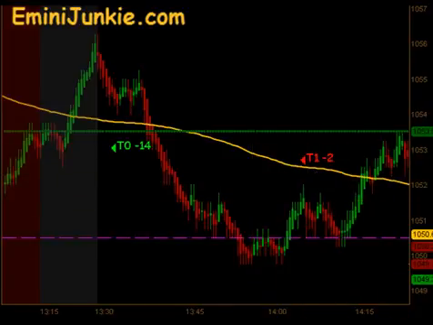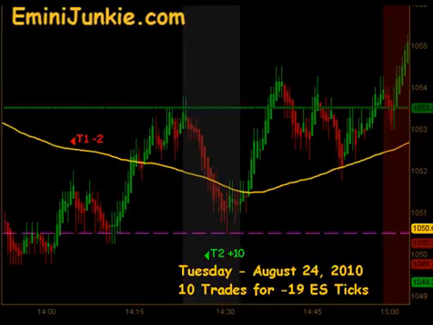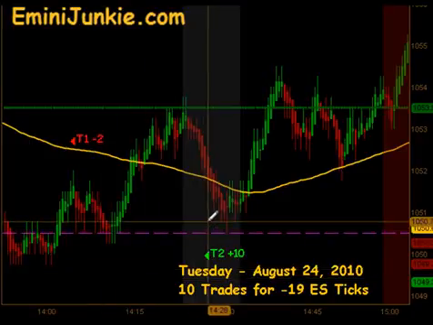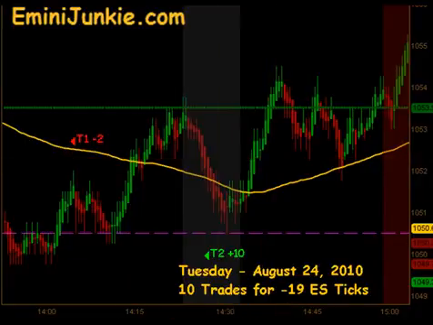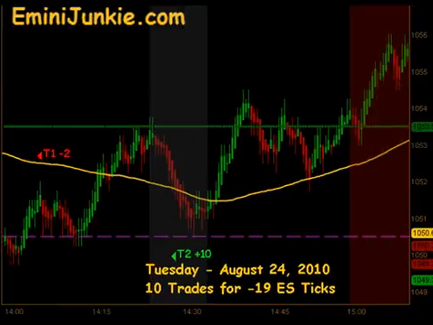T1 minus 2, and you can see today was just kind of whippy back and forth. Coming off that 2:30 reversal time, we did get the push higher. T1, T2, 10 ticks to the upside, and then the market basically climbed higher until the end of day sell-off, and then we ultimately went lower.